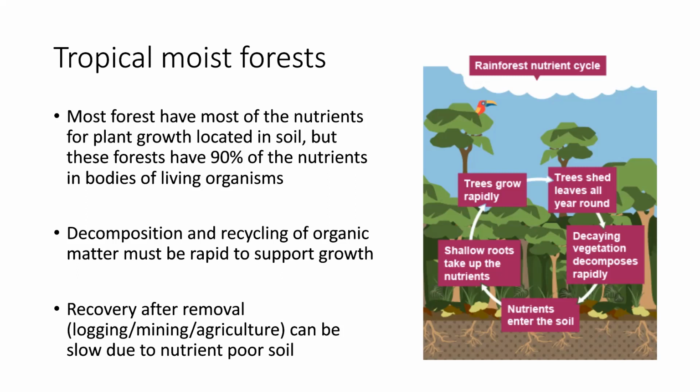So when we do clear these areas, whether it's logging, just removing the trees for whatever use that may be, or mining for different substances, or sometimes they get cleared just to create land to grow crops for agriculture, whatever the reason may be, when we're removing these trees, we're removing that biodiversity. We're also removing the nutrients from that area, and it's going to make it more difficult for the plants to regrow and for that environment to reestablish.